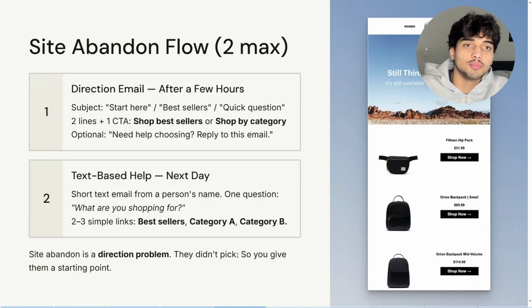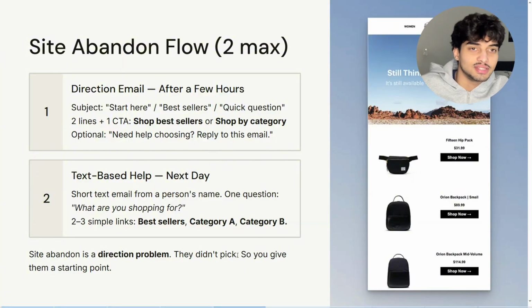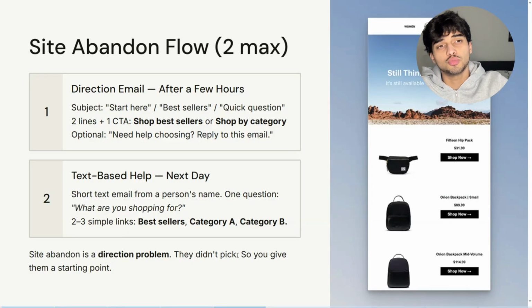Keep the site abandonment short. 2 emails is enough. Email 1 is just a start here route, okay? Best sellers, top categories, or one clean collection. It is 2 lines and just 1 CTA. Email 2 is a text-based email the next day, and there's just 1 question to help them choose and 2 or 3 links. The goal is not buy now, the goal is to get them to view products and start a real decision.